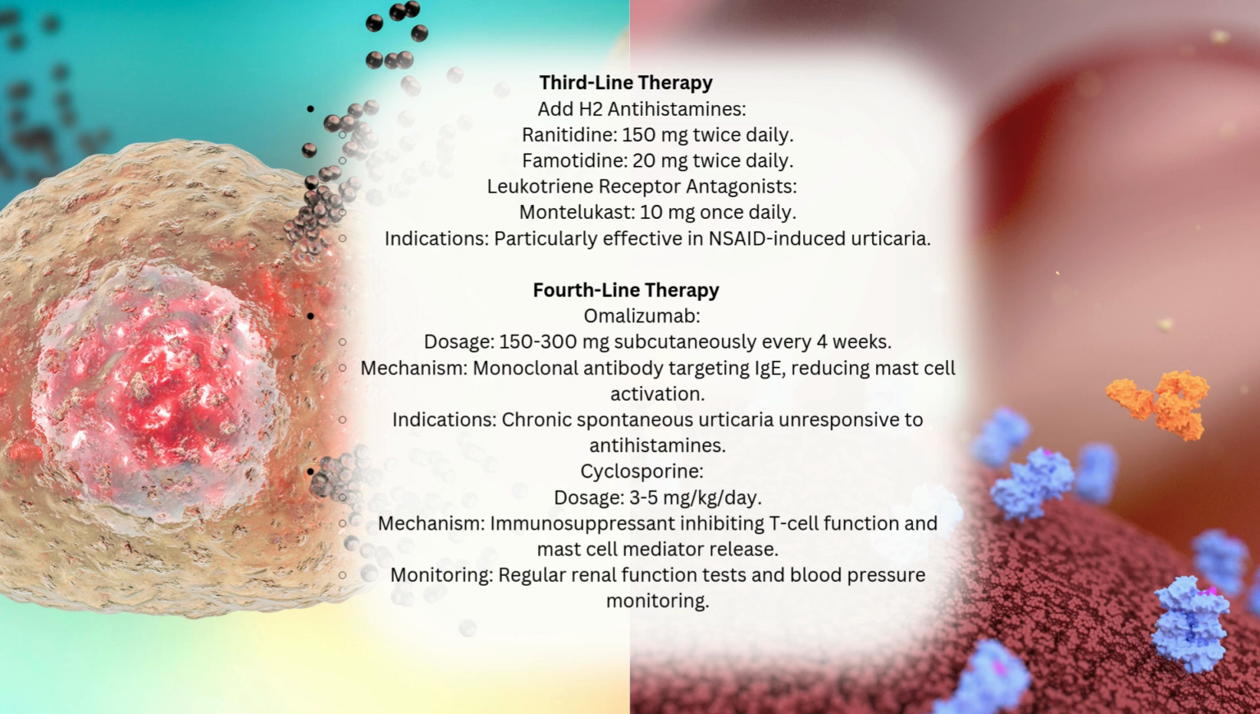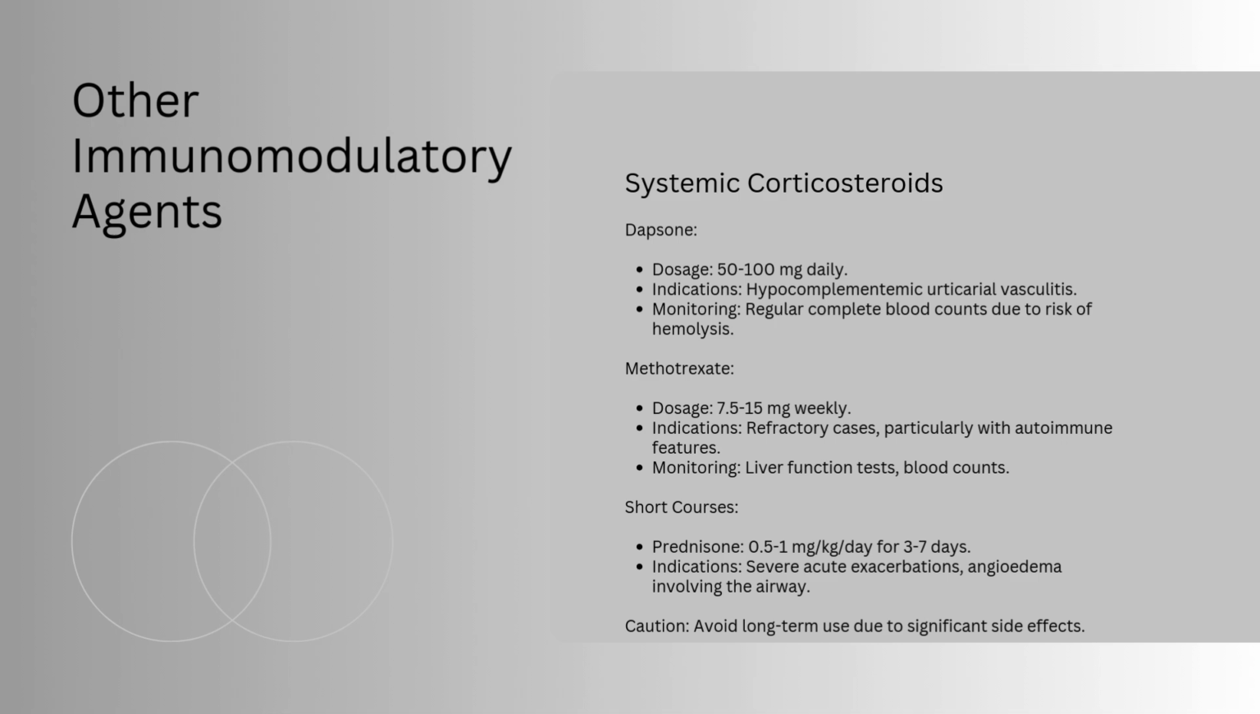For acute exacerbations or severe cases, additional therapies come into play: systemic corticosteroids. Prednisone, in short courses of 20 to 40 mg daily for 3 to 7 days, is effective for severe acute urticaria or angioedema. However, long-term use is strongly discouraged due to significant side effects.